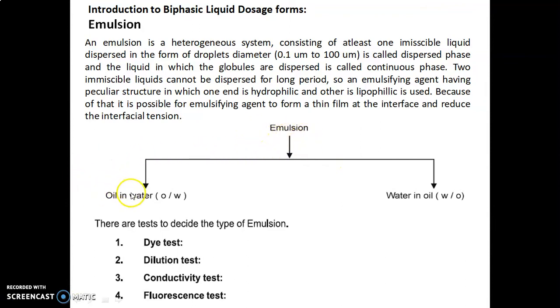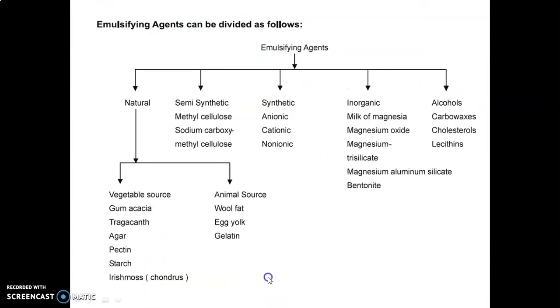The simple classification is oil in water, O/W type, and water in oil, W/O type. In the oil in water type, oil is the internal phase while water acts as the external phase. In the water in oil type, water is the internal phase, while oil is the external phase. There are tests to decide the type of emulsion.